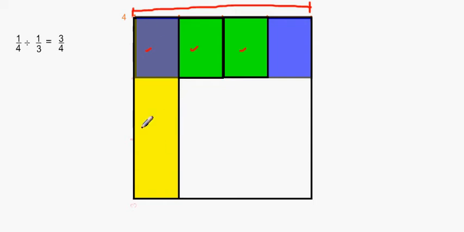So I have enough yellow that I can subdivide up into 3 pieces, move them into here, here, and here, and that's enough to make 3/4 of one of my blue pieces. So my answer to this question is 3/4.